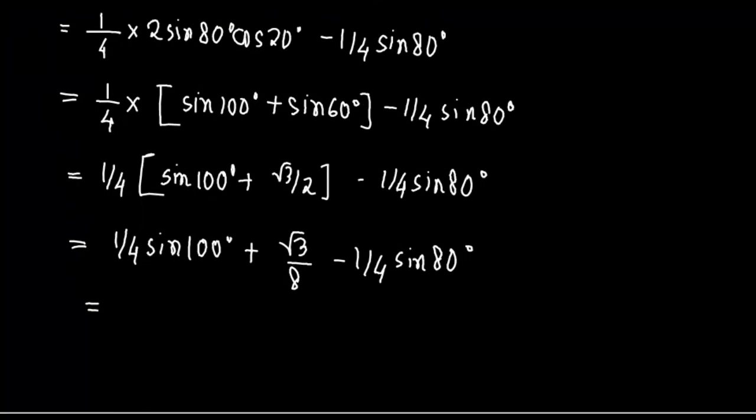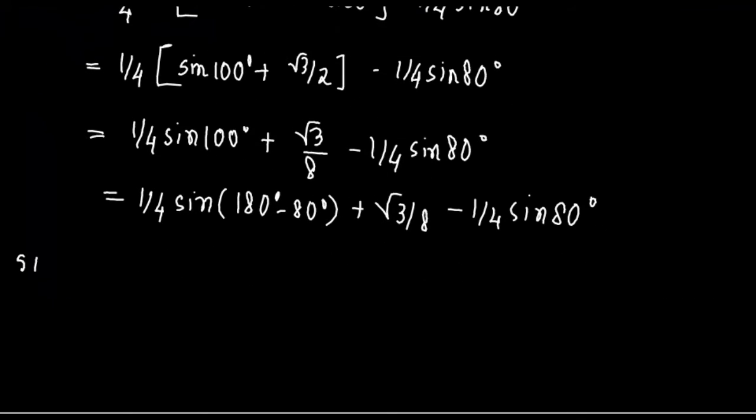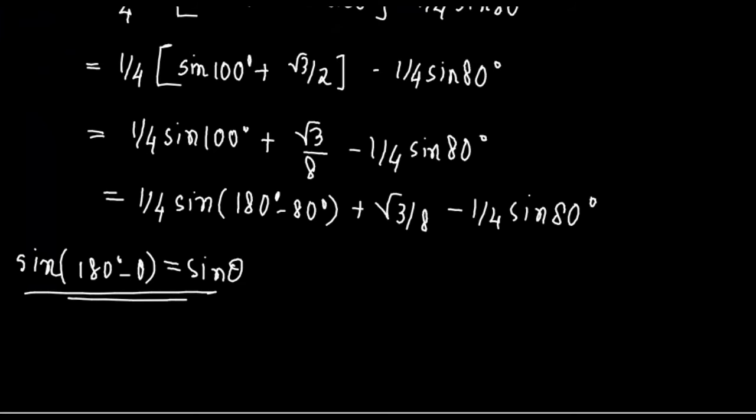Now this sine 100 can be written as sine of (180 degree minus 80 degree) plus root 3 by 8 minus 1 by 4 sine 80. Now we know that sine of (180 degree minus theta) is what? Sine theta, obviously, because it is falling in the second quadrant where sine is positive and it is an even multiple of pi by 2, so sine will remain sine.